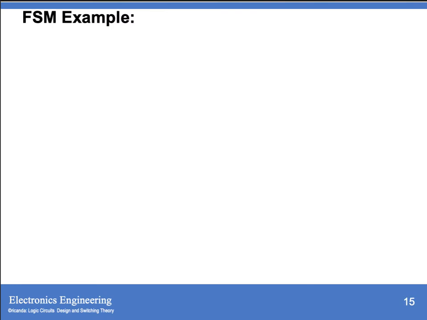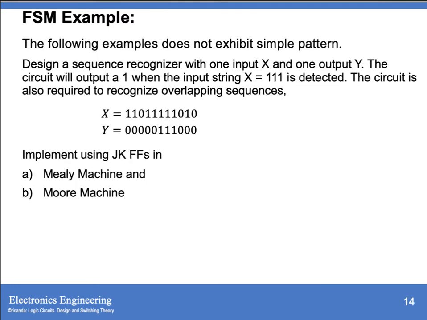So as you can see in your problem, we have to design a sequence recognizer with one input X and one output Y. The circuit will output a 1 when the input string X equal to 111 is detected. The circuit is also required to recognize overlapping sequences. So for example, if our X has this value 110, we have output 00.